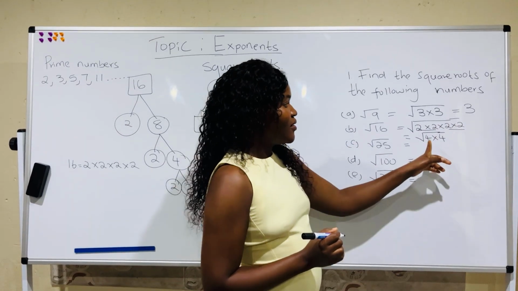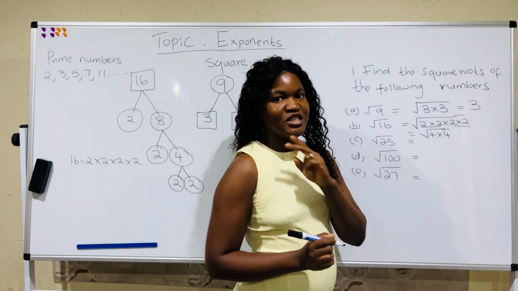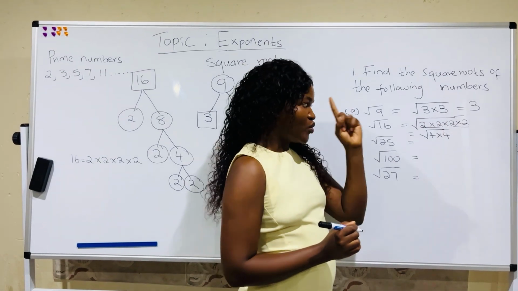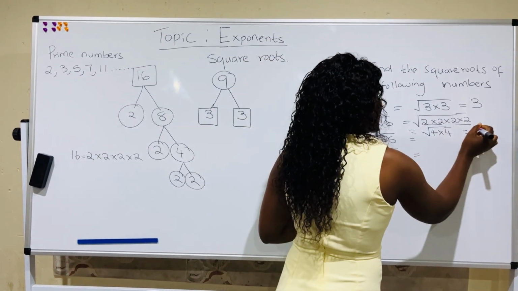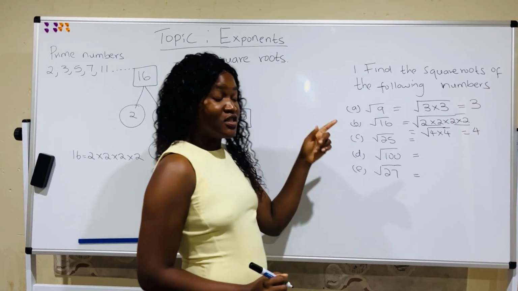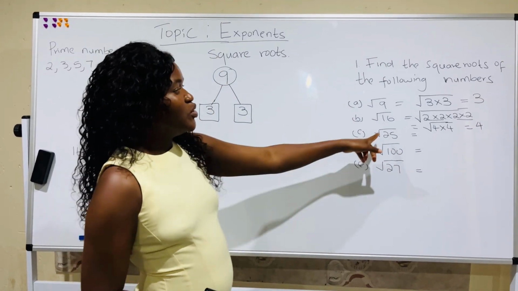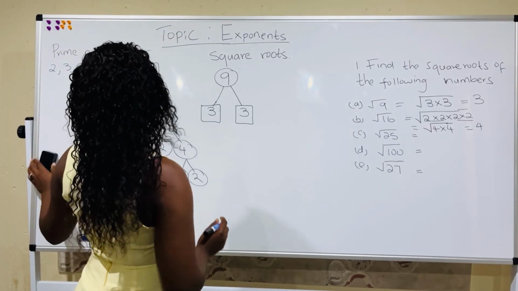So that means when we have these two numbers that we multiply, and they are the same, we take just one of them. It's equal to 2, and that will be our answer. And then we move forward to 25.